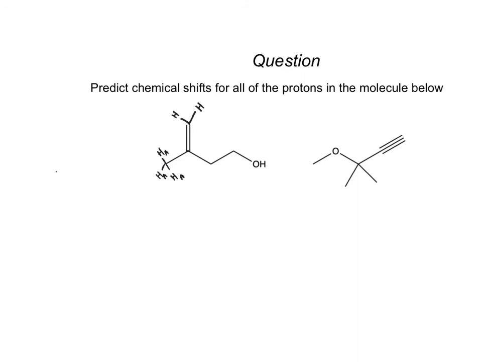There's not free rotation allowed around a double bond. Chemically equivalent protons have the same electronic environment. Because there's not free rotation about this double bond, these protons have different electronic environments, so they are not chemically equivalent, right? So one of them will give rise to one signal, and one of them will give rise to another.